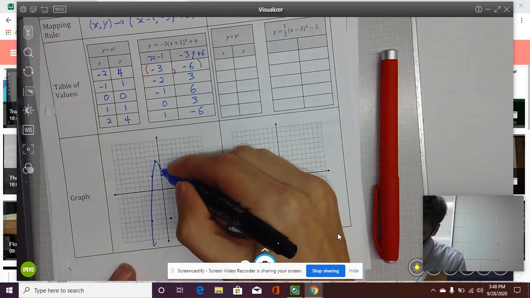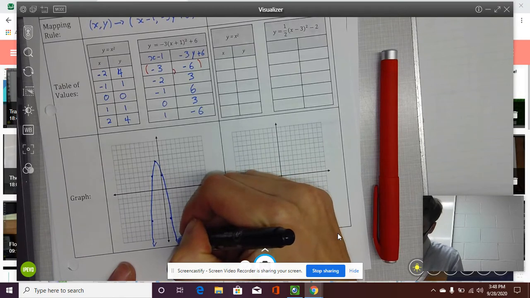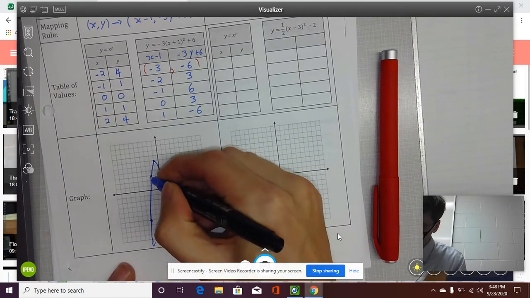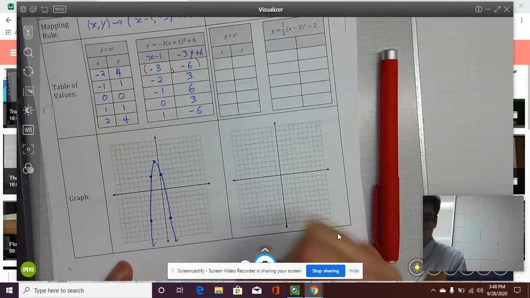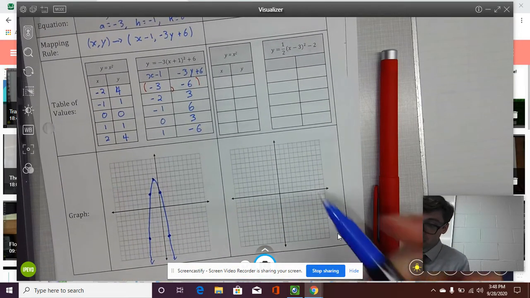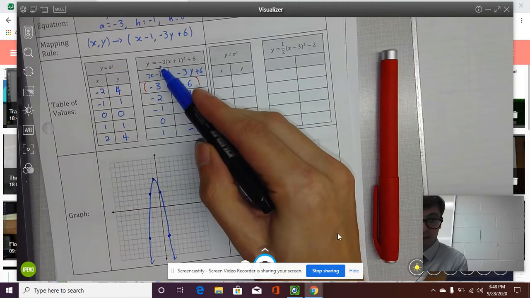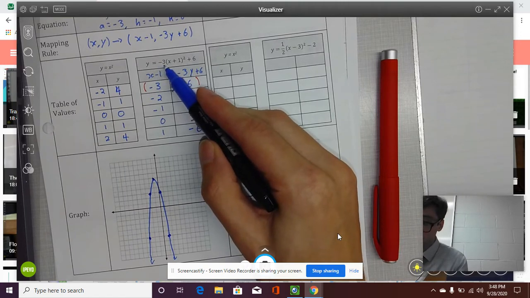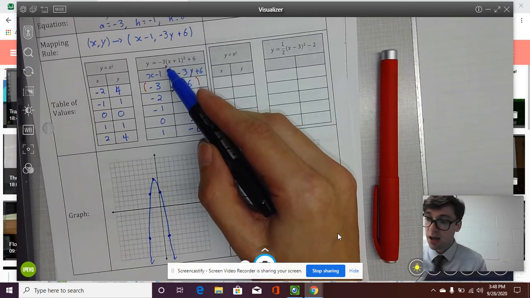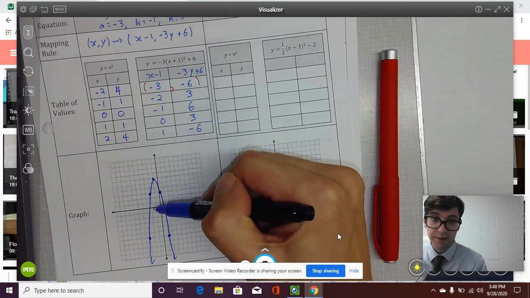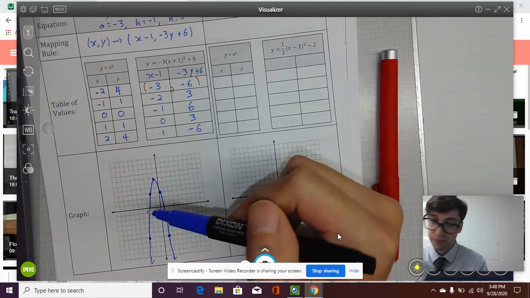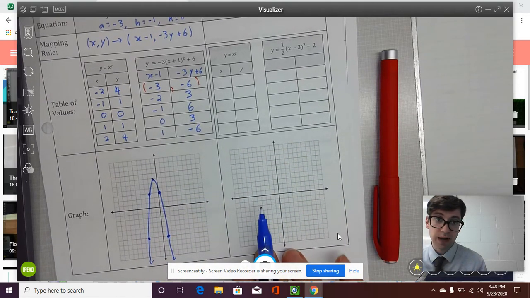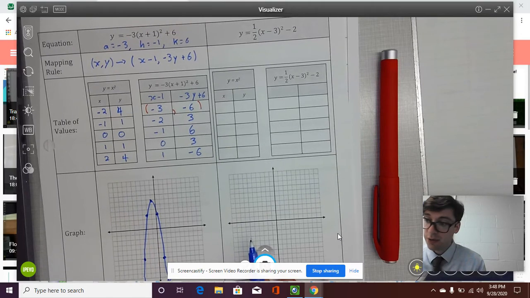And this is not a sketch, this is a graph, because these actual 5 points are exactly where they would be on the parabola. And we can always check, is this reasonable? Well, this is what we expected to happen. The parabola has been reflected, it's opening down. It has a big a value, bigger than 1, so it's been stretched by a factor of 3. I've moved it 1 to the left, and I've moved it up 6 from the original vertex of 0, 0. So I've used this mapping rule now to graph this new parabola.